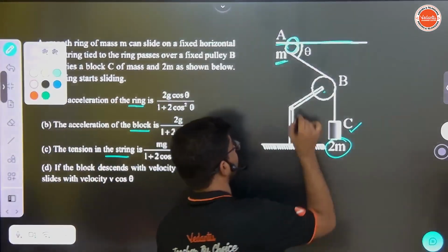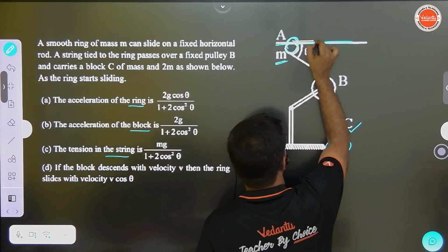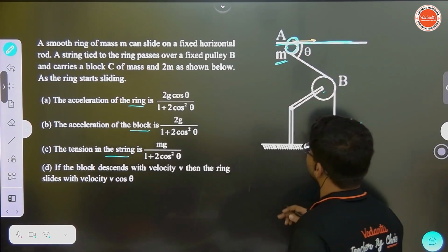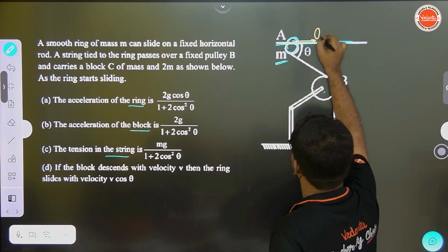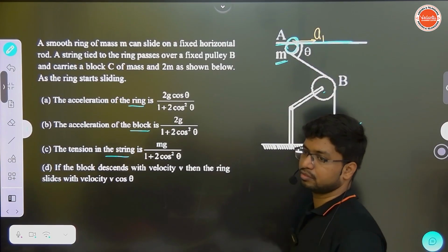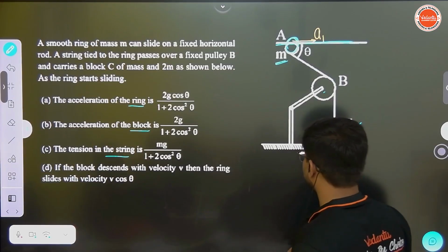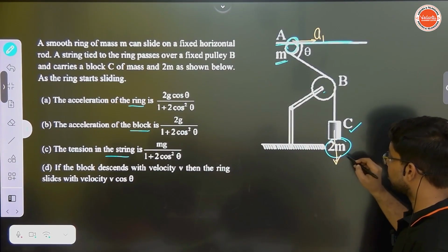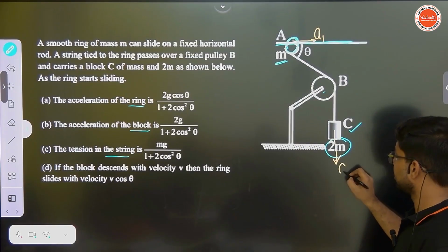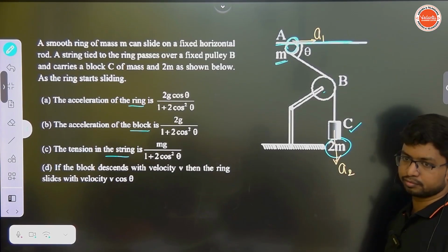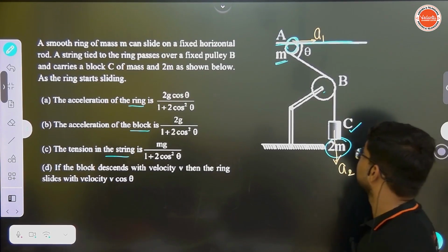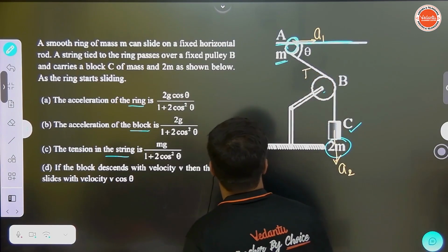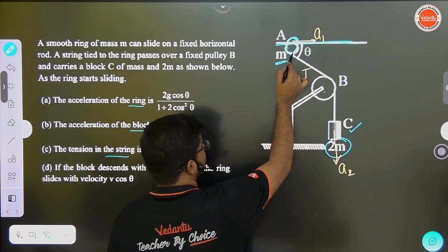Now look over here. Let us say the acceleration of the ring, since it can only slide on this horizontal rod here, let us say I'll write it as a1 in this direction, right? And the block over here can move only in the downward direction. Let us say its acceleration is a2, right? Then let us assume the tension in the string is some T here. Now carefully observe.